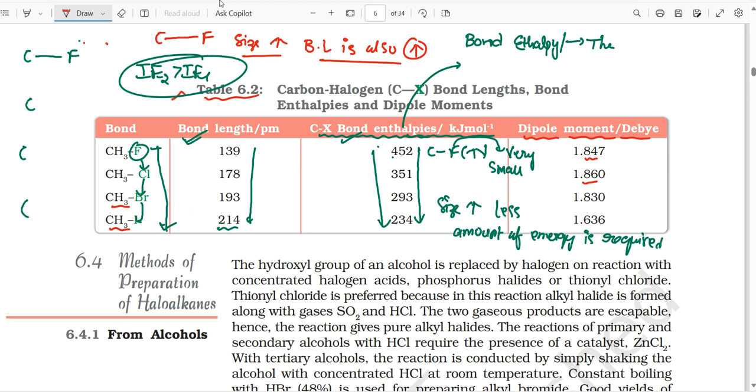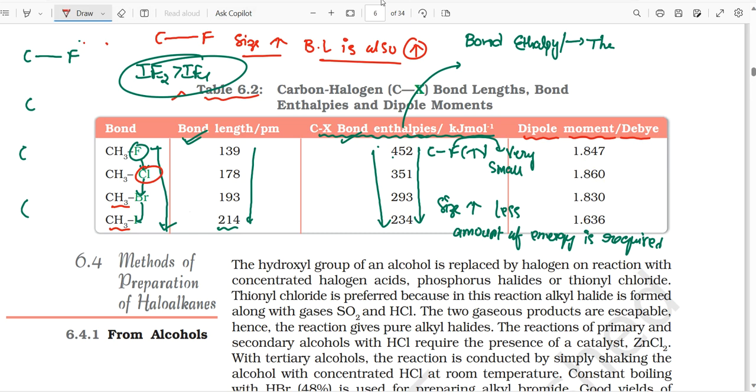But particularly at the point of chlorine, methyl chloride, we observe that the value is slightly increased compared to methyl fluoride. What does it indicate? In this type of question, we observe that chemistry is all about the exceptions. They ask questions about exceptions only. Why? Because they want to know whether you are aware of this concept or not. That's why this type of exception is very important from the exam point of view.